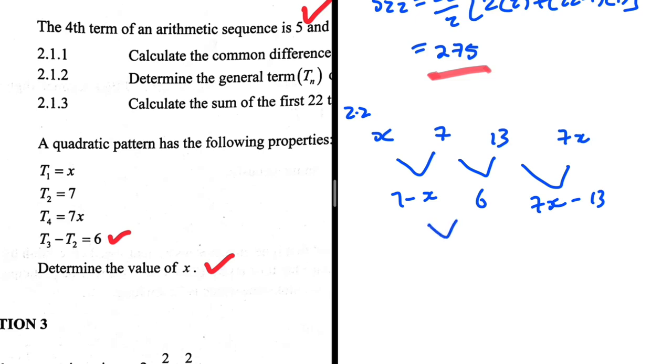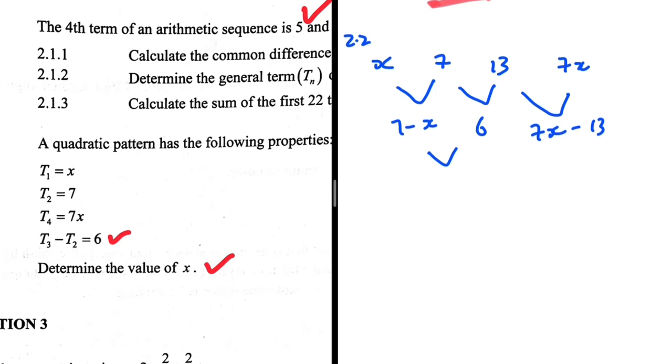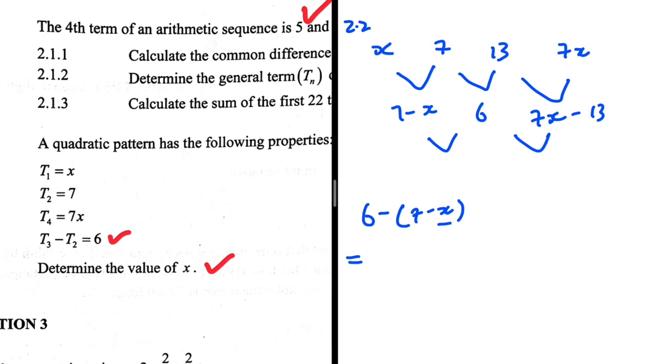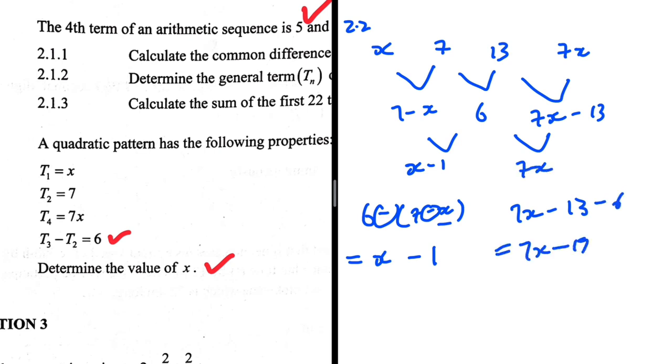But let's see. Let me write it somewhere else. So we have 6 minus (7 minus x). I'm writing it like this because I don't want to make a mistake. A lot of people will make a mistake here because of this minus sign that is outside, and this minus sign that is inside. So you have to be very careful when you have a situation like that. 6 minus 7 is minus 1, and then minus multiplied by minus will give us positive. So we have x minus 1, which is here. And then now we're going to have 7x minus 13 minus 6. This will give us 7x minus 19. So here we have 7x minus 19.